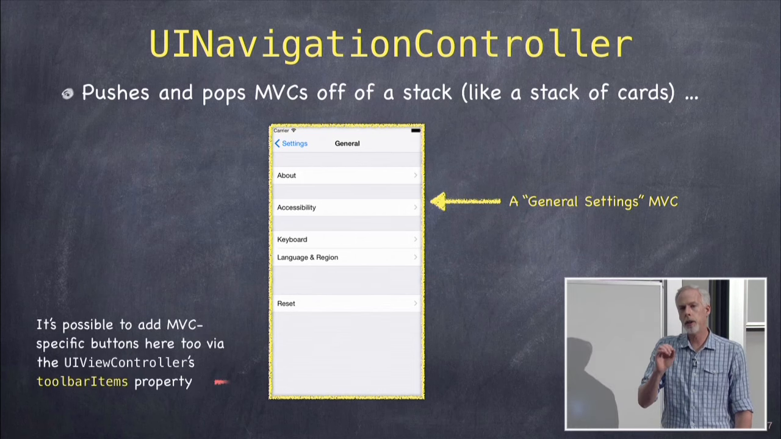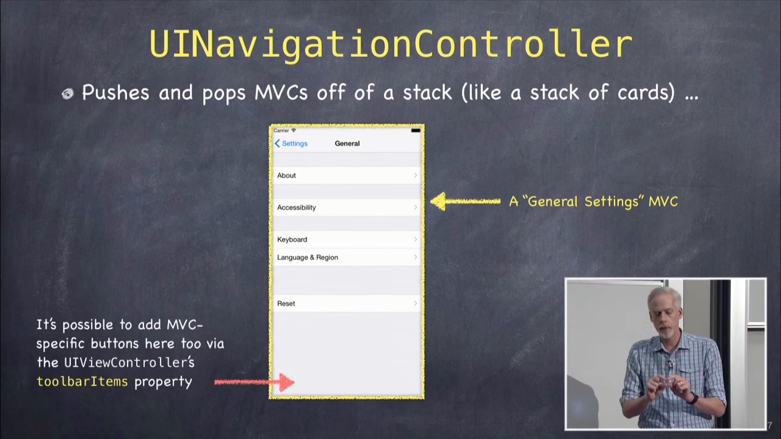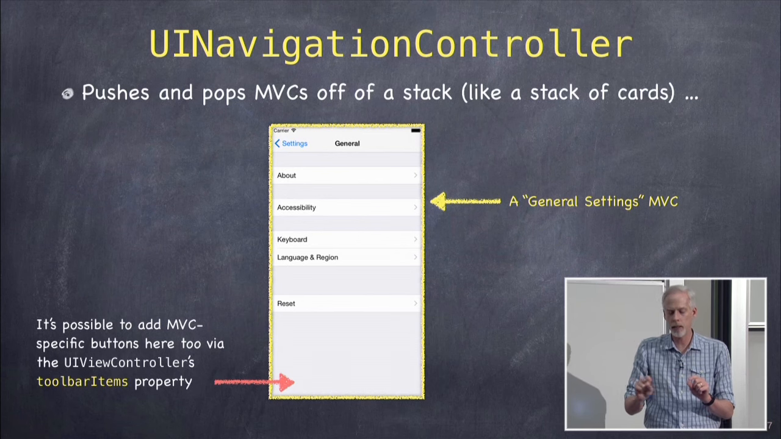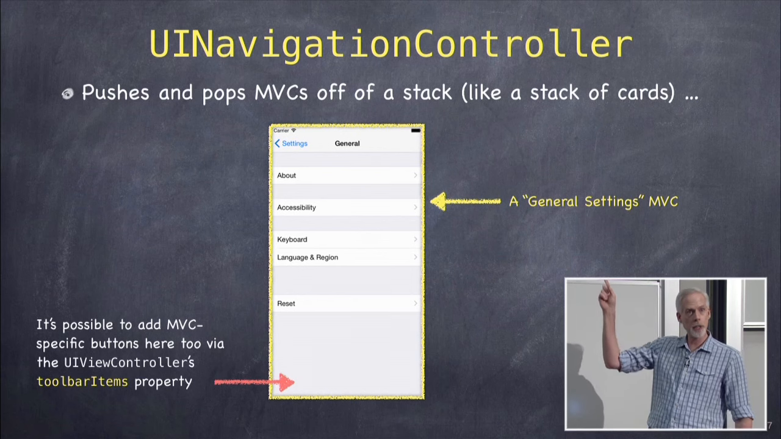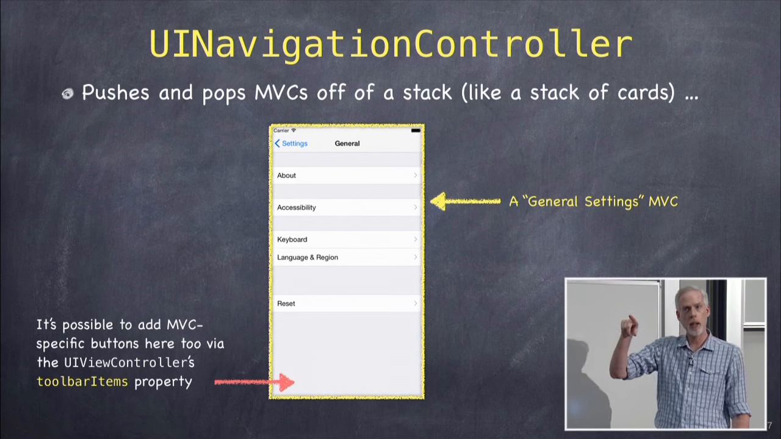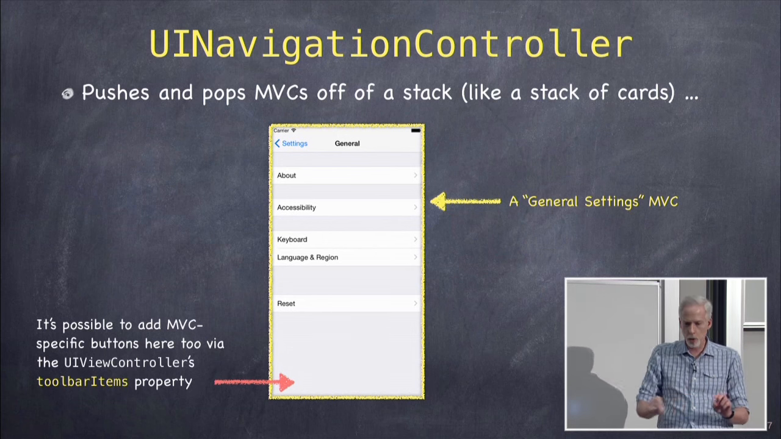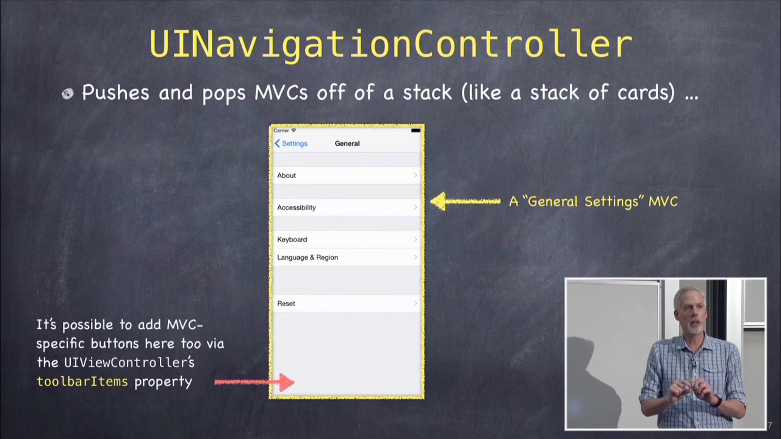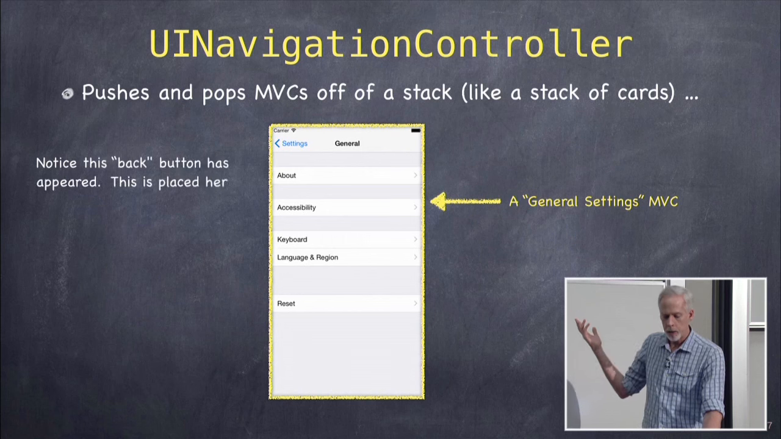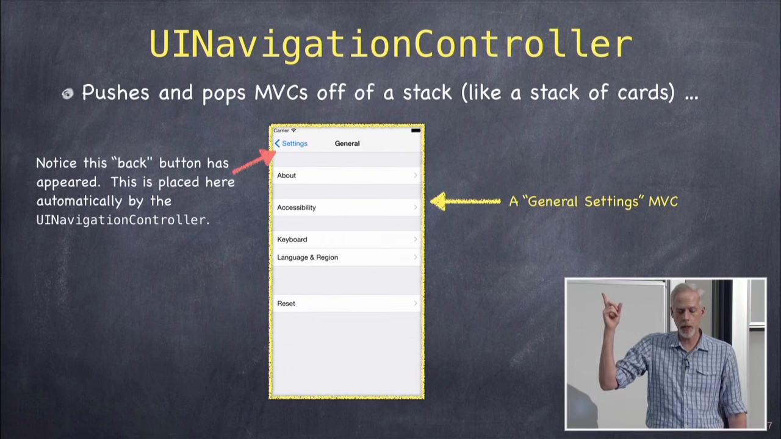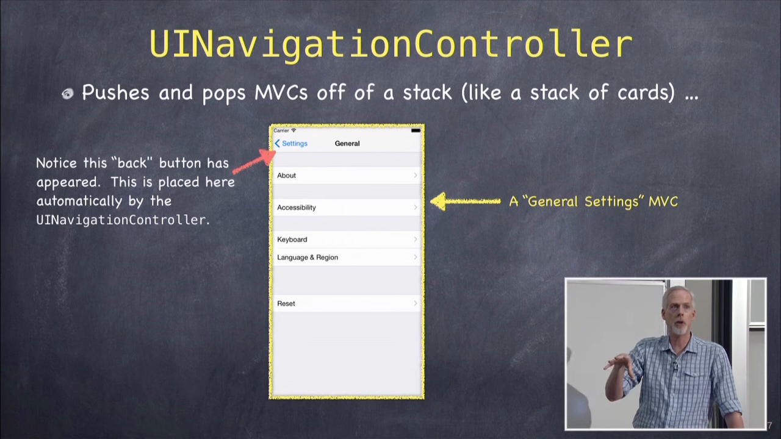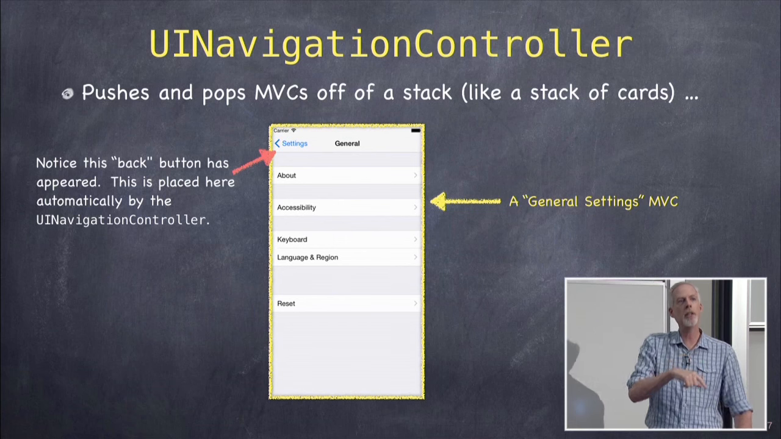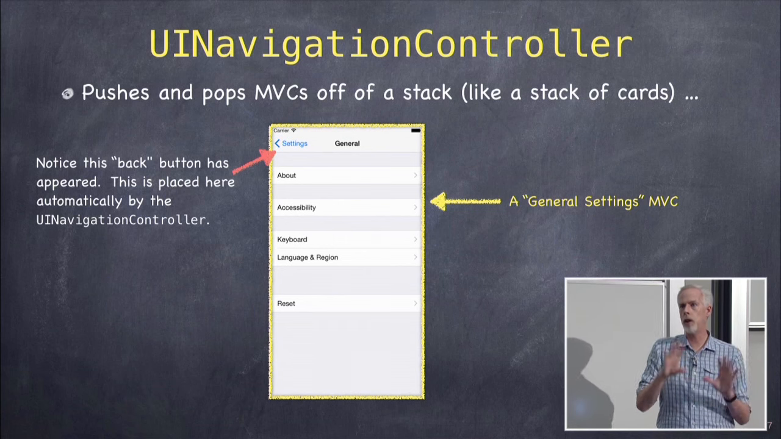Now, by the way, you can have toolbar buttons along the bottom here. They look similar to the tab bar ones, but they're a little different. That is set with the toolbarItems var in the General Settings MVC, not in the navigation controller. So as new MVCs slide in, the toolbar buttons at the bottom would change because they're connected to whatever happens to be on top of the deck of cards. Now, notice also there's a back button. You see that back button? It's called Settings. That button was automatically put there by the navigation controller. And if you click that, it's going to go back to the other card, the All Settings. So that's all done for you.